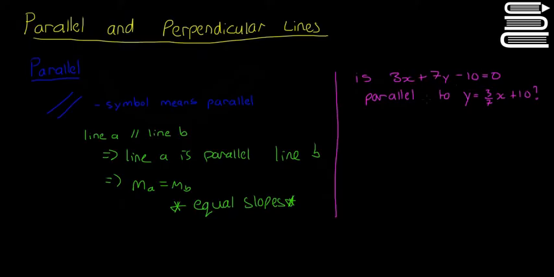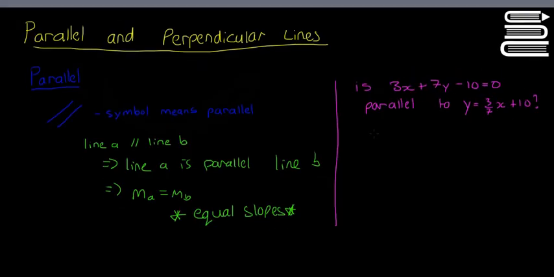So we'll look at the slope of this one first. 3x plus 7y minus 10 equal to 0. That's in the form ax plus by plus c is equal to 0. So the slope of this line is equal to minus a over b, or minus 3 over 7. That's the slope of this one.